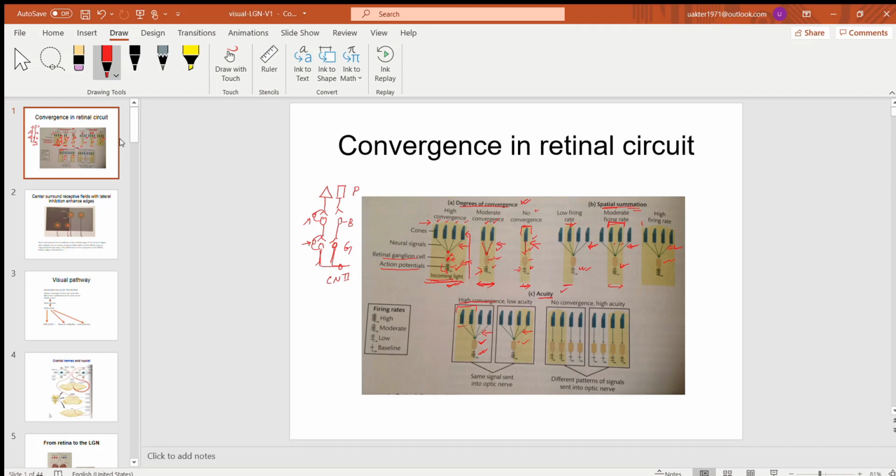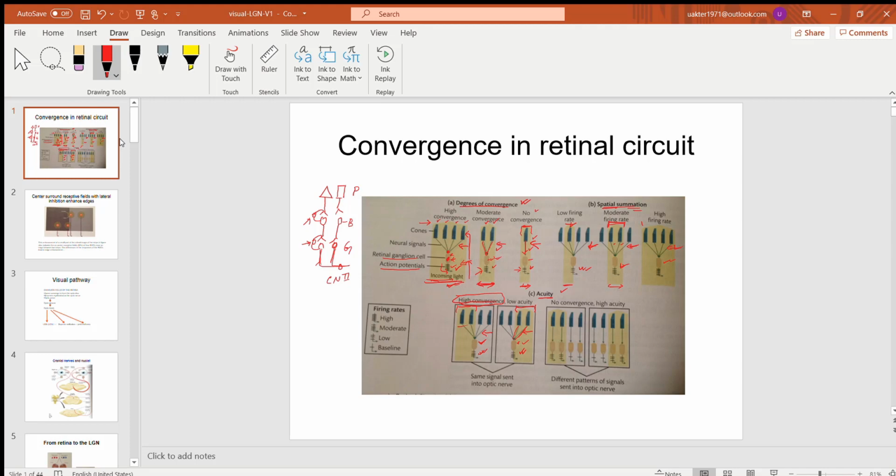And if you move the stimulus, however, still that stimulus is activating two photoreceptors, same number of photoreceptors, but different photoreceptors, that will activate the same way, because two cones are giving signal to this ganglion cell. Make sense? So this is high convergence situation.